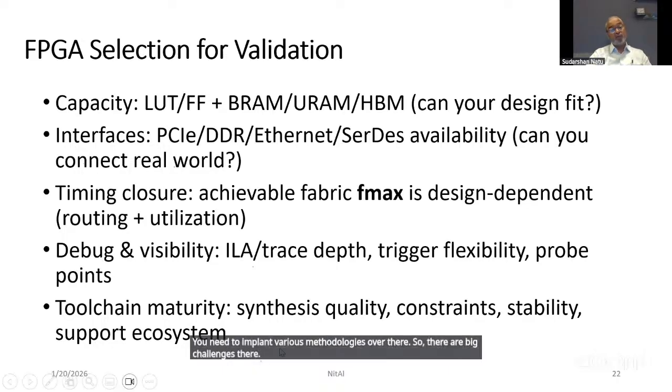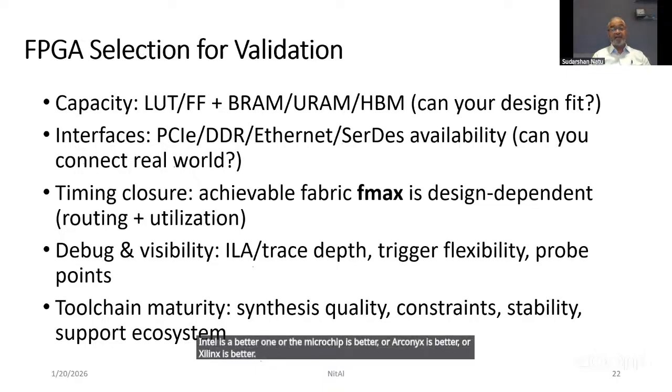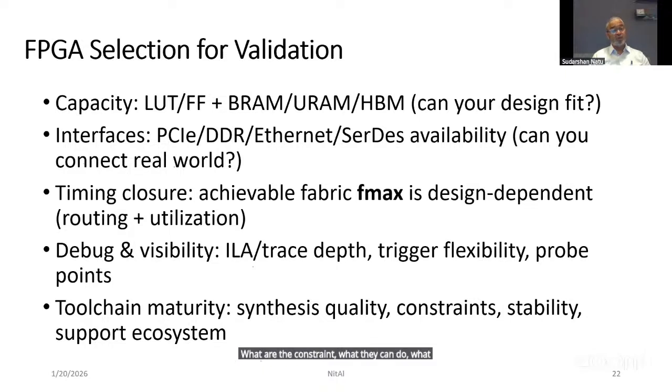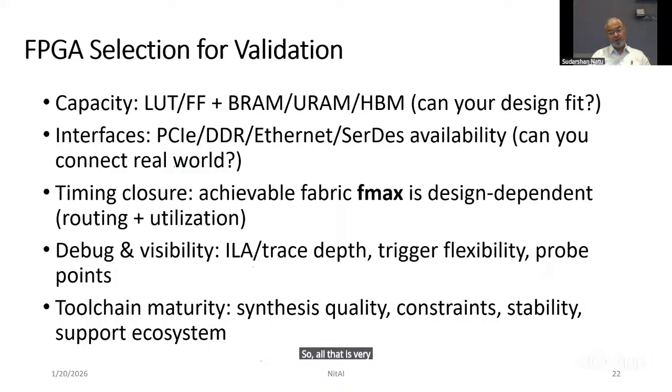And then the tool chain maturity. Whether the tool chain is appropriate for that, whether Intel is a better one, or Microchip is better, or Efinix is better, or Xilinx is better. What are the constraints, what they can do, what they cannot do, whether these are actually supported in the ecosystem, and whether people are using it and utilizing it very effectively. So all that is very, very important to understand.